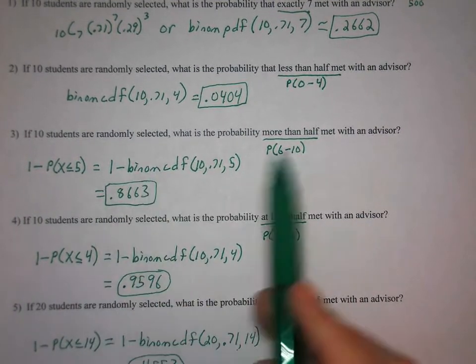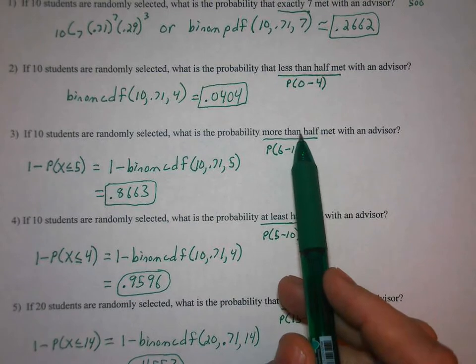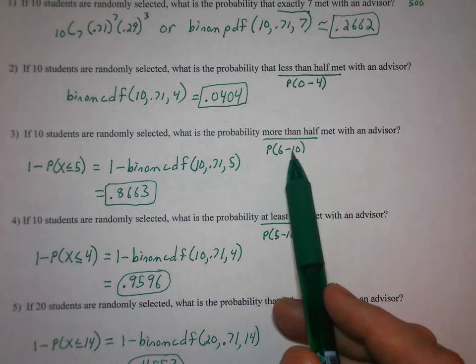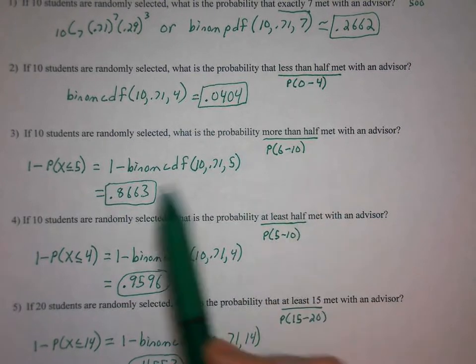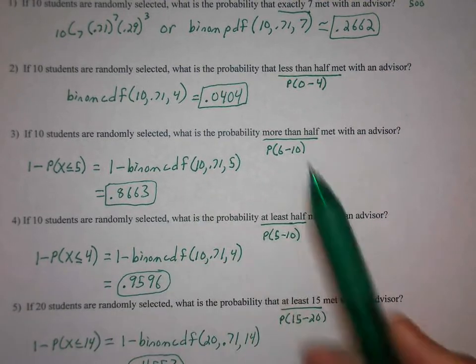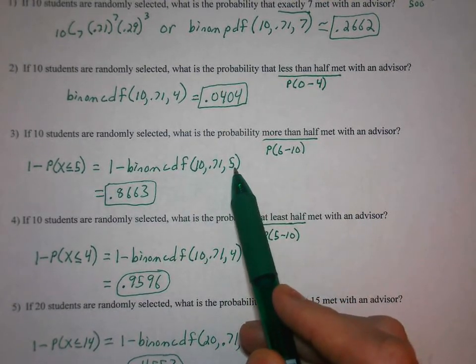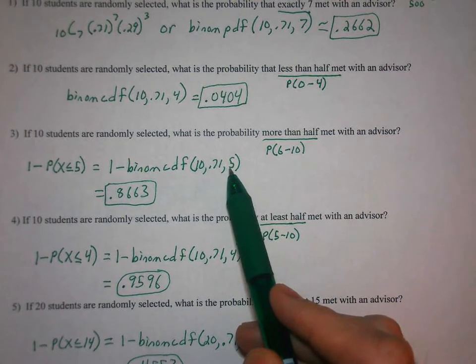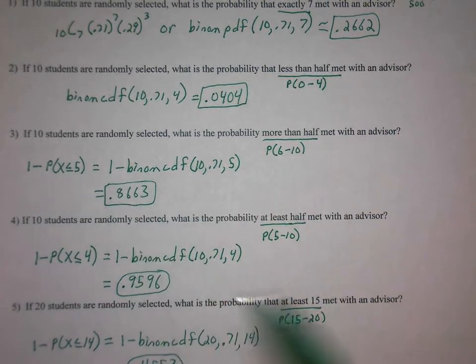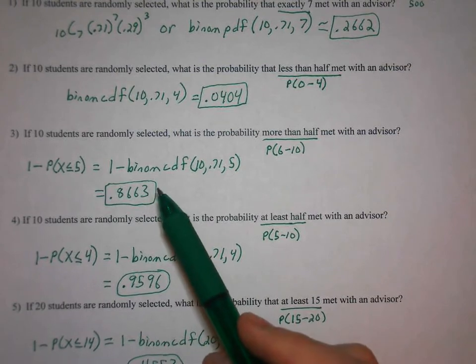Okay, and then number 3, more than half. So if you select 10 students, more than half would be more than 5. So that could be 6, 7, 8, 9, or 10. And remember, with the binom CDF, that finds from 0 through the number we put in here. So you have to find from 0 through 5, that cumulative probability, and then subtract it from 1. And that gives you 0.8663.